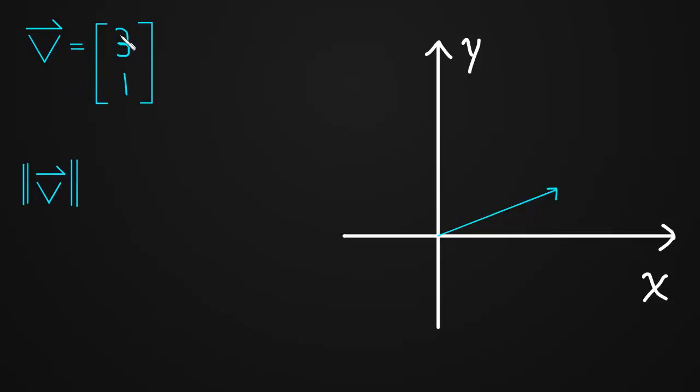So going back to our vector v, we have its x component is 3 and its y component is 1. So that simply means we've moved over 3 in the x direction and up 1 in the y direction. And now we've formed a right triangle. And it turns out that the length of this vector is just the hypotenuse of this triangle.